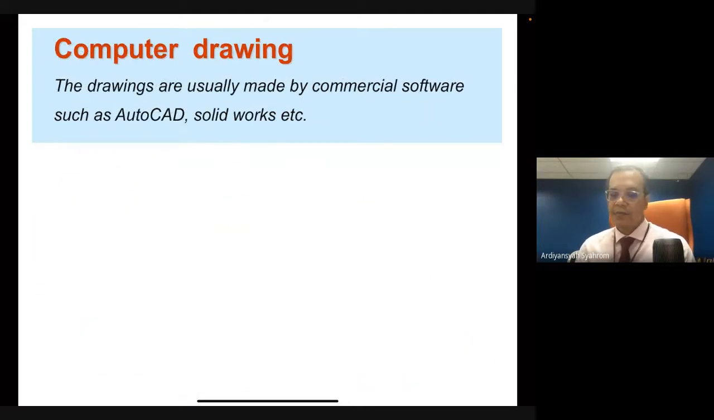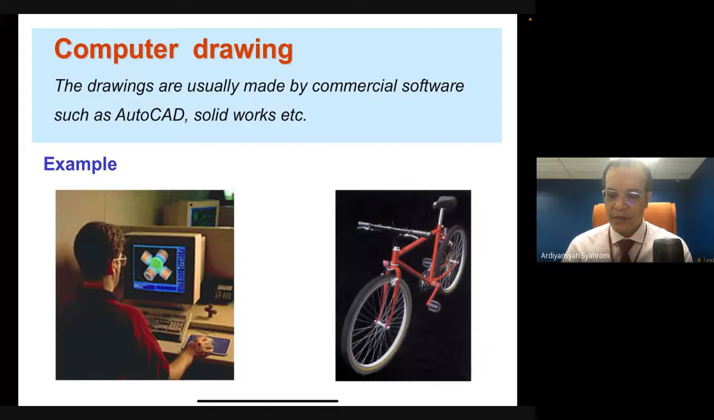Computer drawing. The drawings are usually made by commercial software, such as AutoCAD, SolidWorks, and so on. There are so many CAD software systems in the world. Every software has its own advantages and disadvantages. It depends on you to choose which one is suitable for you. This is an example, the old one. Who has a PC like that? I don't think anyone has a computer like that. But this is a lot.